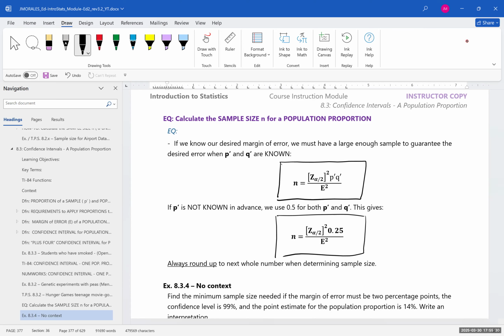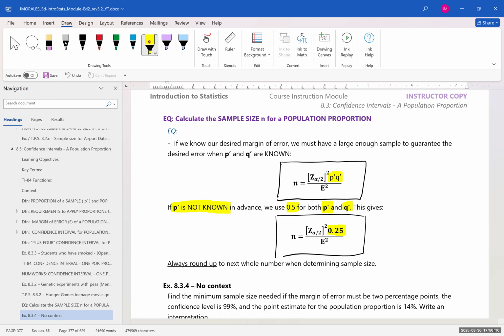If you look at the difference between the two, this top one has P prime and Q prime, your sample proportion of successes and failures. And those two are missing in the bottom one, and they're just replaced with a 0.25. This bottom one is the equation you use if you don't know what the proportion of success is in advance in your sample. So you just assume that the proportion of success and failure in your sample is going to be 50%. So 50-50.